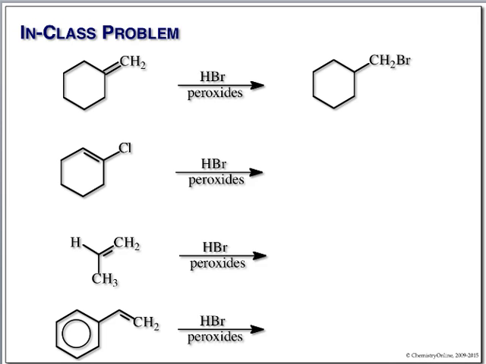Again, if you look at this, you would say this is anti-Markovnikov. Because in the ionic addition, you would want the bromine as a tertiary carbon. Here it's on the primary carbon. Go ahead and do the most stable radical for the next one.